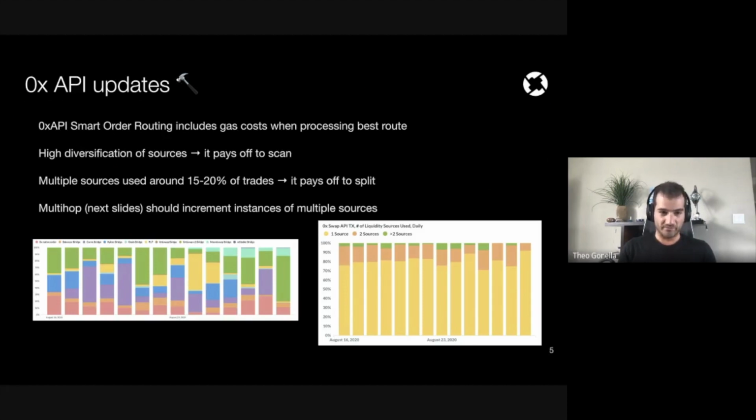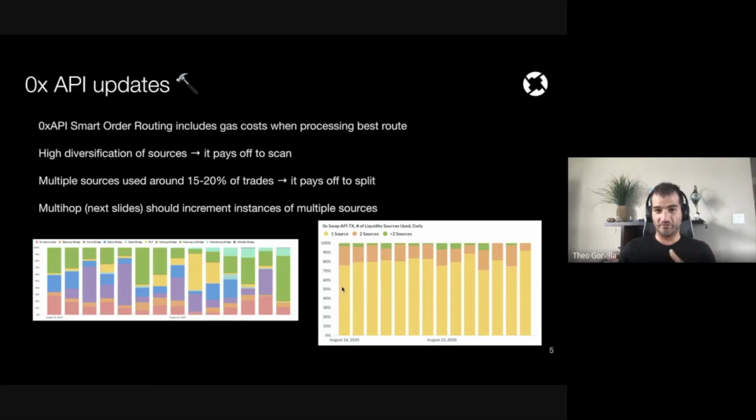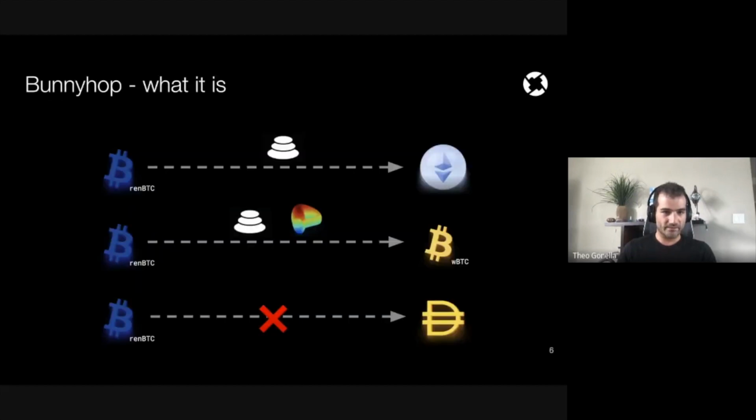And multi-hop, which is something that Michael is going to present to you in a second, is a great example where we actually expect this to happen more and more. So yeah, the main concept that we wanted to share today: the ZRX API has a really wide range of liquidity sources. It pays off to scan, because we see here it's really accounting for gas costs, for gas fees as well. And it pays off to aggregate together different sources. With that, I'll leave the floor to Michael.